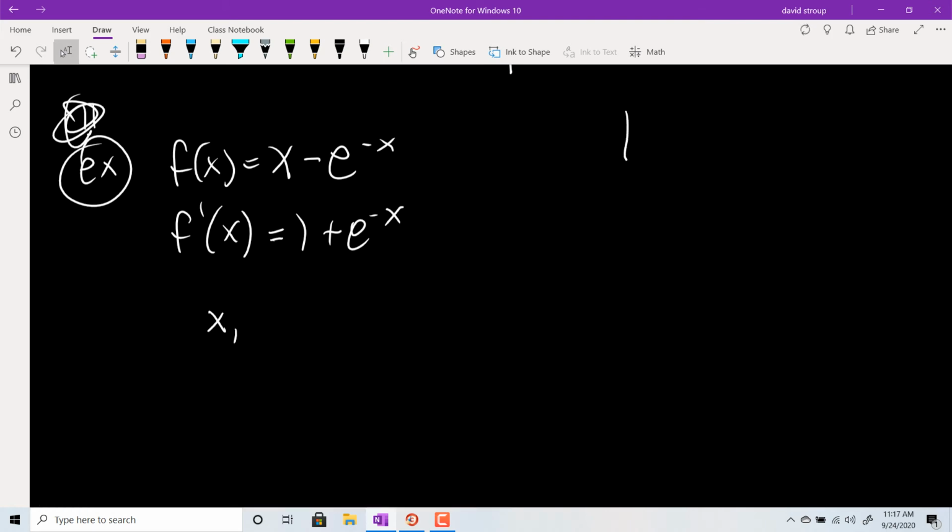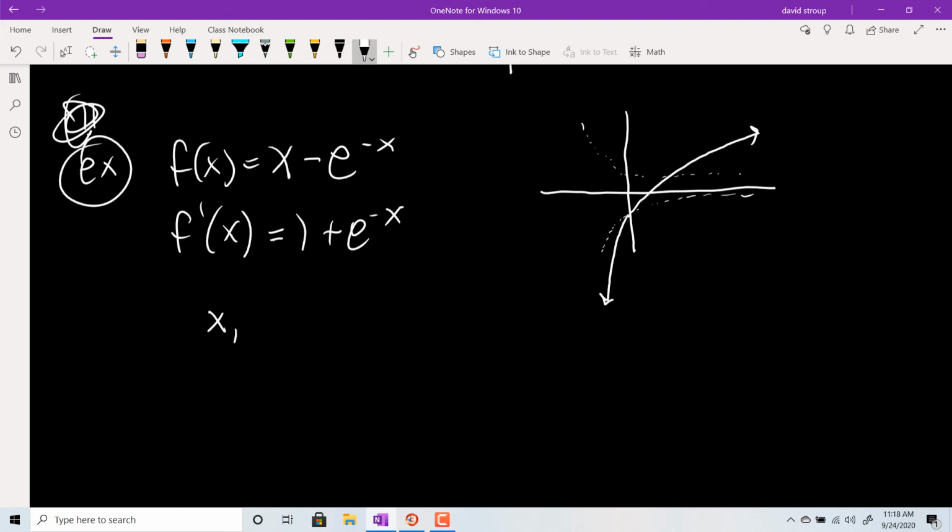If you were to draw e to the negative x, it would be just a reflection about the y-axis of the exponential growth function. Then negative e to the negative x reflects it about the x-axis, right? So it would go down like this. And then if you add in an x, on the left it's going to shift everything down like this, and on the right it's going to push everything up like this.